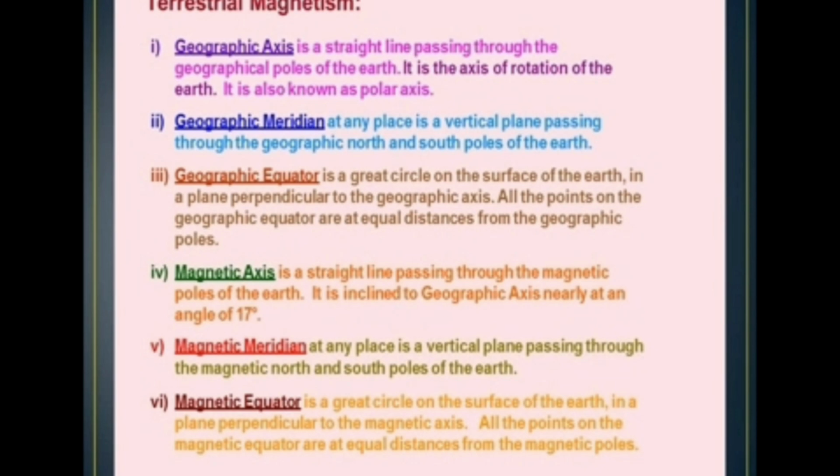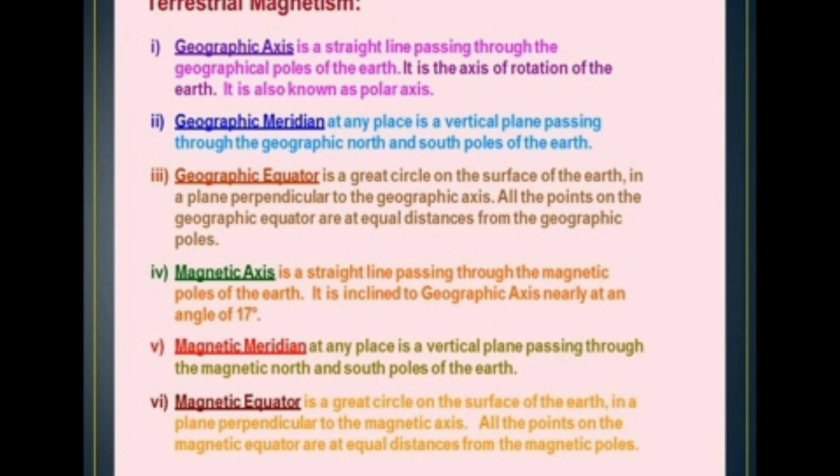First we have to see it in theory. After that we can study it in an animation picture. So first one, geographic axis. Geographic axis is a straight line passing through the geographical poles of the earth. It is the axis of rotation of the earth. It's also known as the polar axis. Geographical poles means the north pole and the south pole.